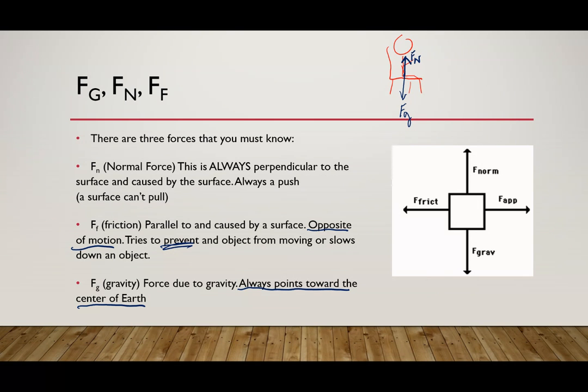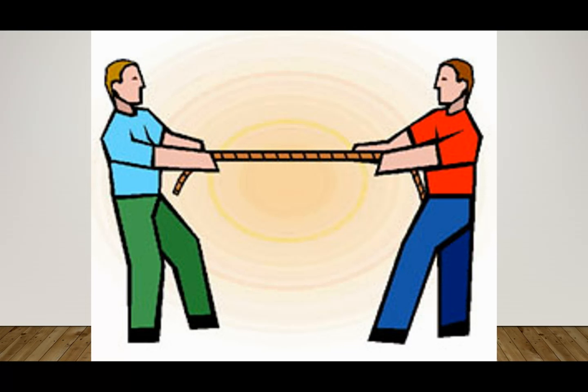And then in this diagram right here, this is your free body diagram. And in this diagram, we also have an applied force. So I could be pushing this box. In the case of you sitting on your chair, there's no other force. There's no force pushing you left or right or side to side, right? There's just a force of gravity pulling you down and then the normal force pushing you back up.